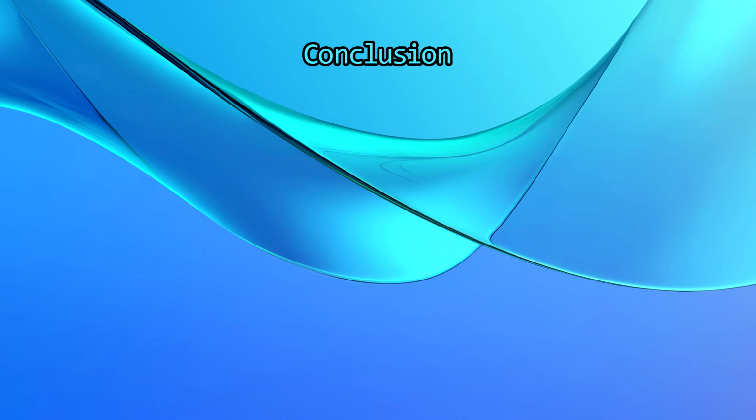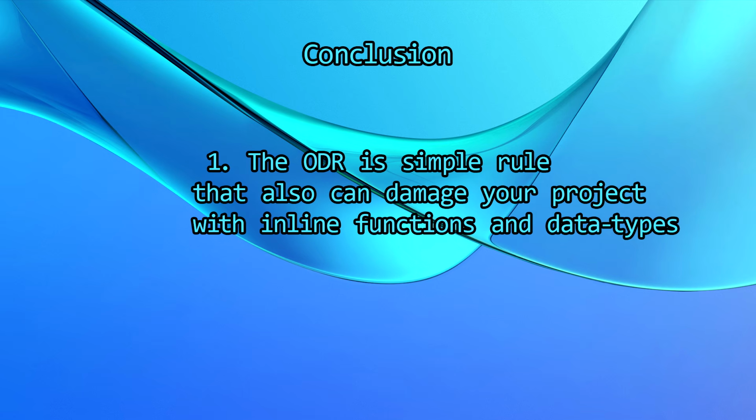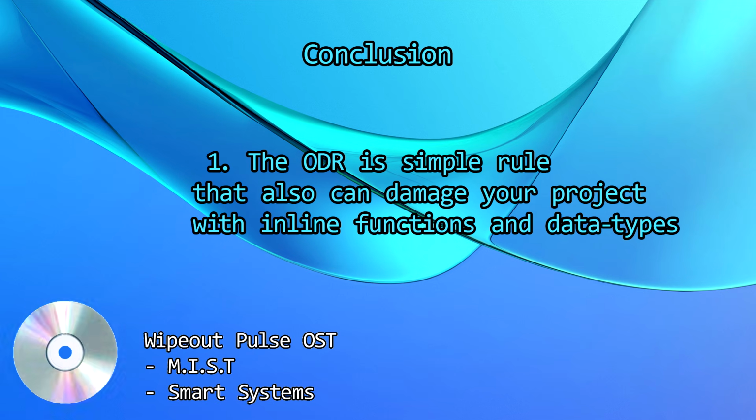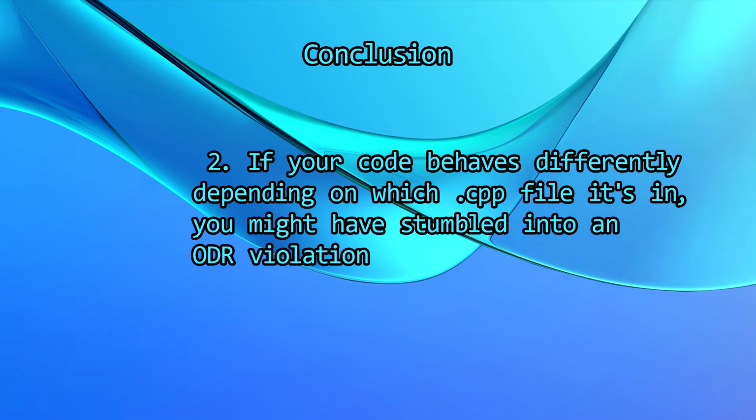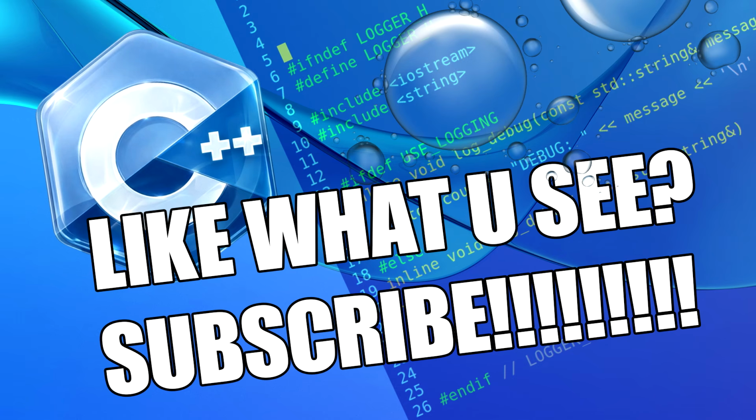So in conclusion, I'm just going to say that the ODR is one of those rules that seems simple until it bites you. Macros combined with inline functions are a recipe for a specific kind of disaster, when your code compiles but behaves in a way you absolutely did not expect. And remember, if your code behaves differently depending on which C++ file it's in, you might have stumbled into an ODR violation.